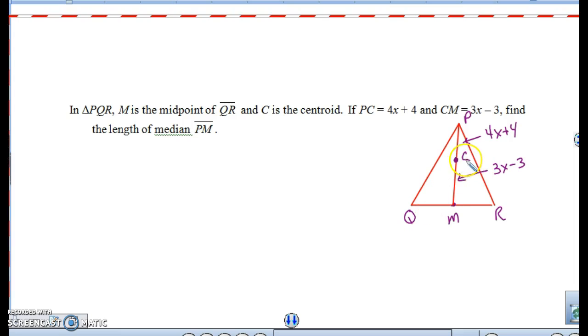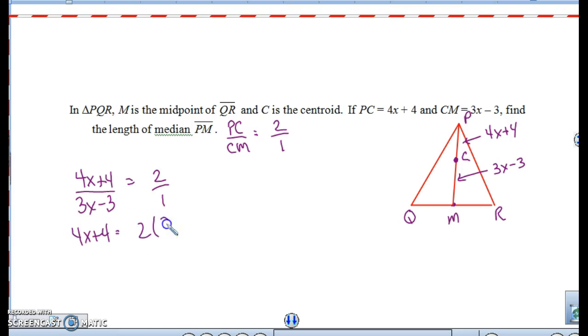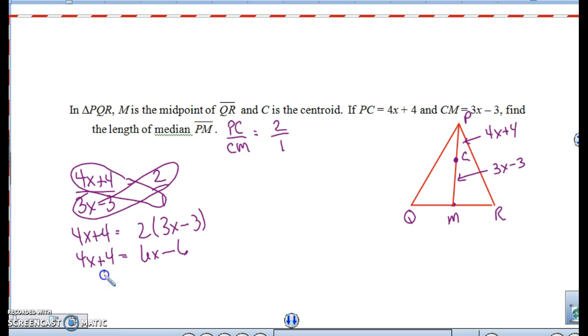All right, so from what we learned about the centroid, when it intersects, it actually divides the segment into a ratio of 2 to 1, where the bigger segment is towards the vertex. So this tells me that PC to CM is in a ratio of 2 to 1. So let's set up our ratio. PC is 4x plus 4. CM is 3x minus 3. And it's in the ratio of 2 to 1. Well, how do we solve that? Cross multiply. So that gives me 4x plus 4 is equal to 2 times (3x minus 3). We just cross multiplied here and here. Solve for x. 4x plus 4 equals 6x minus 6. Move your x's over. That's going to give me 4 is equal to 2x minus 6. Add your 6. 2x is going to equal 10. Divide by 2. x is going to equal 5.